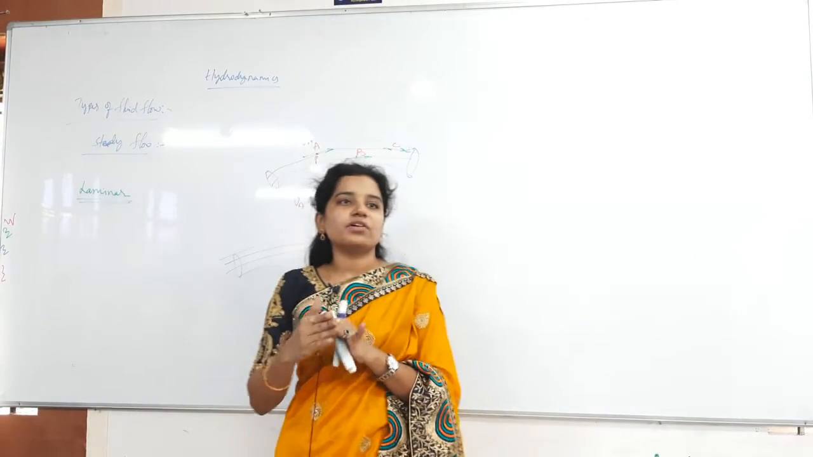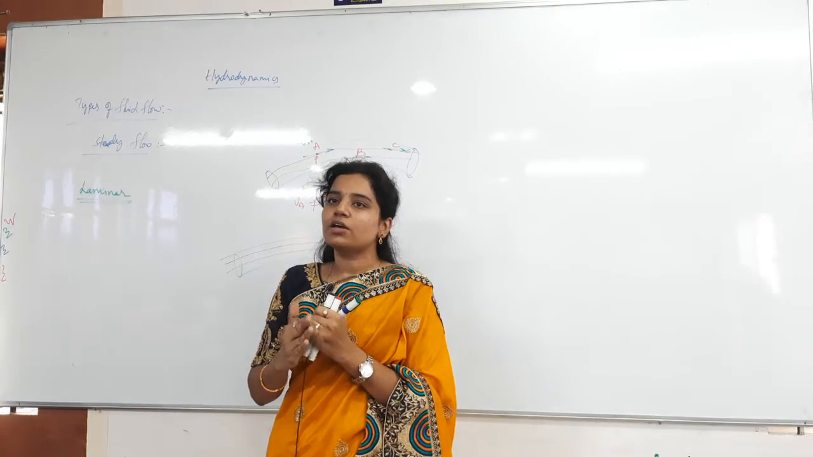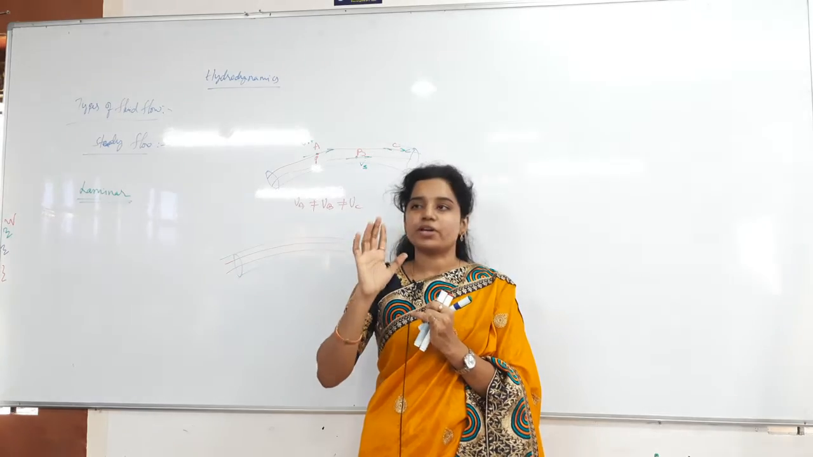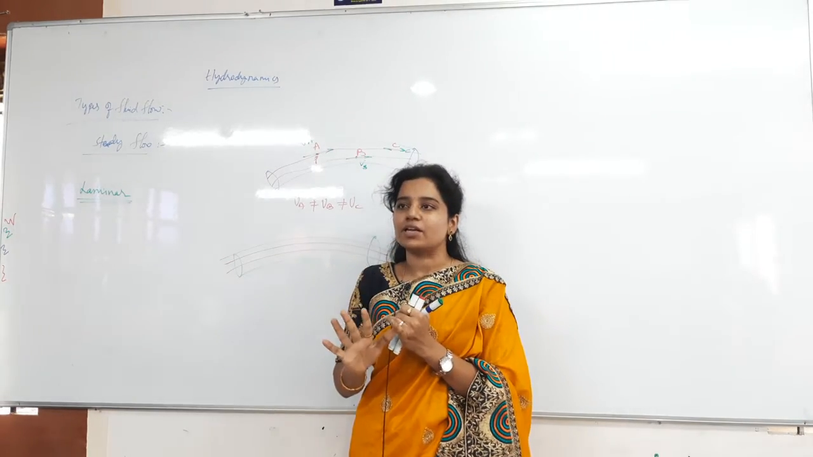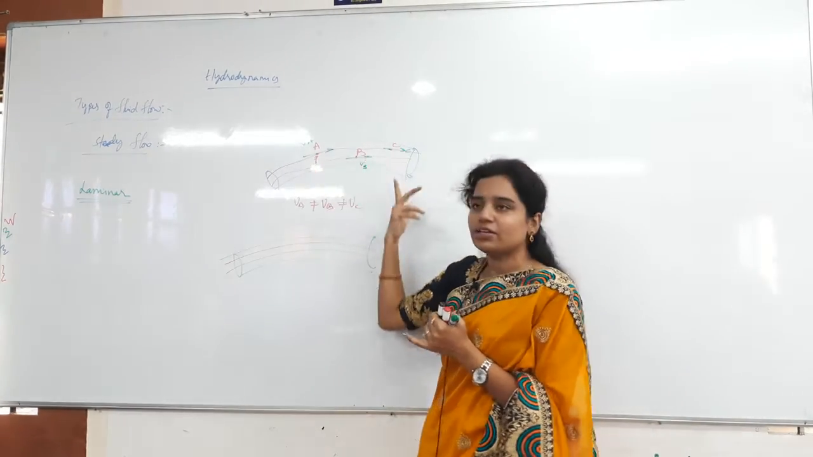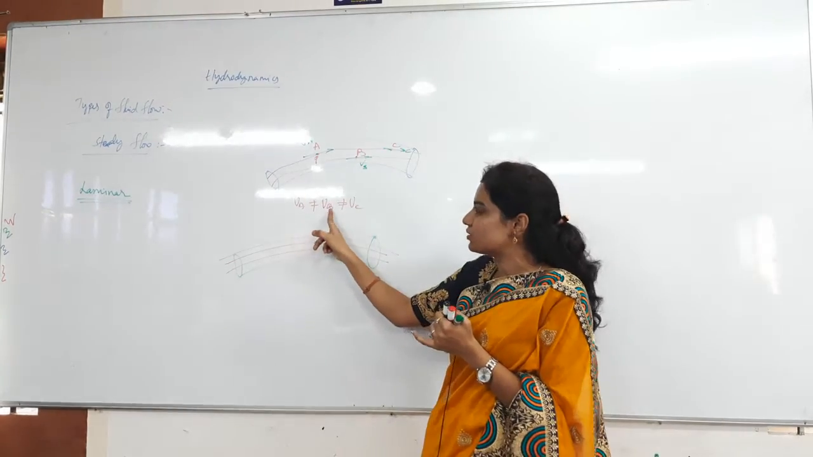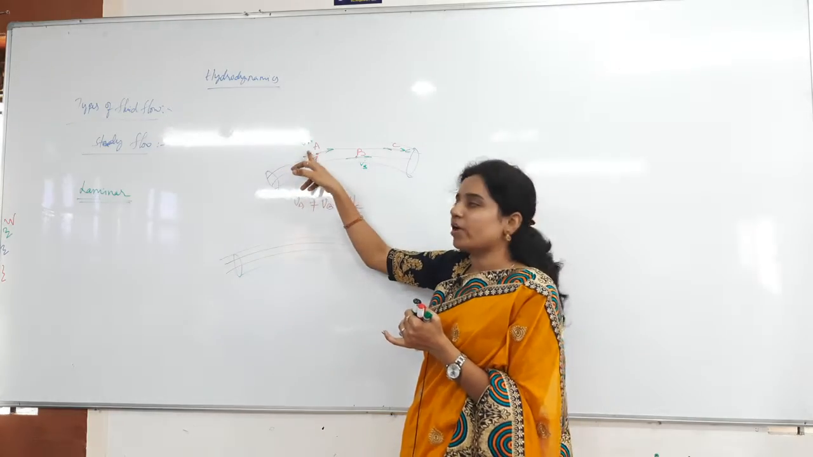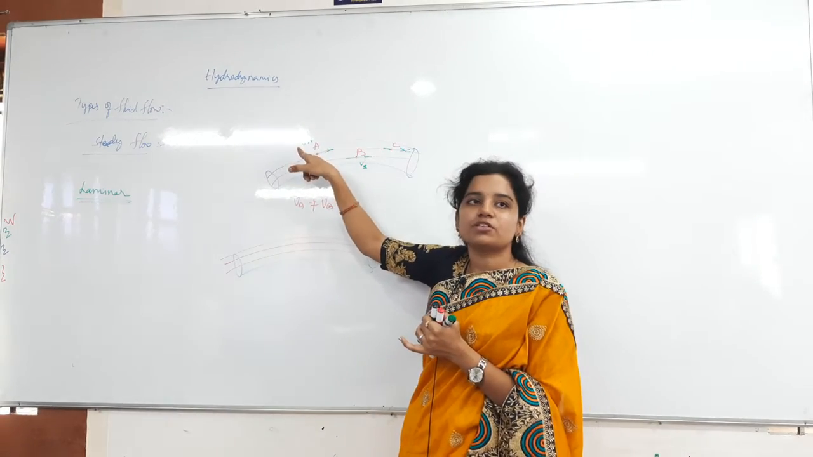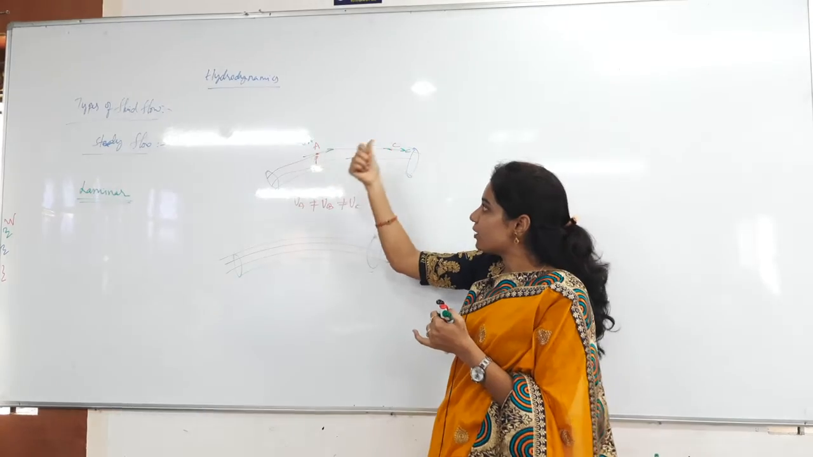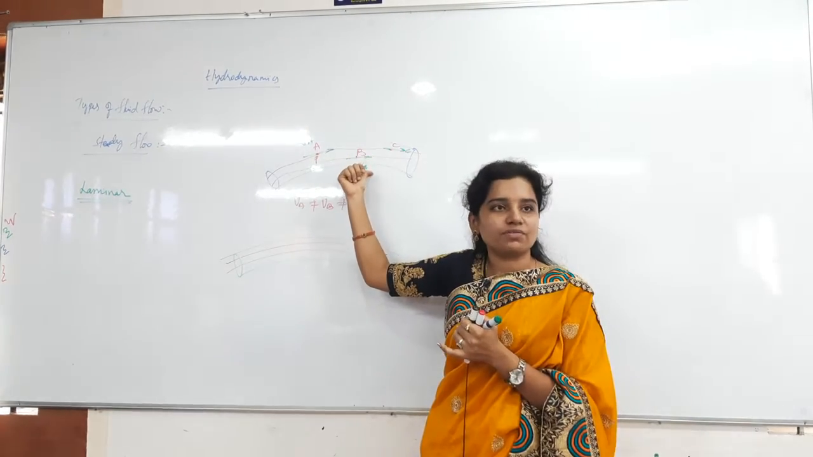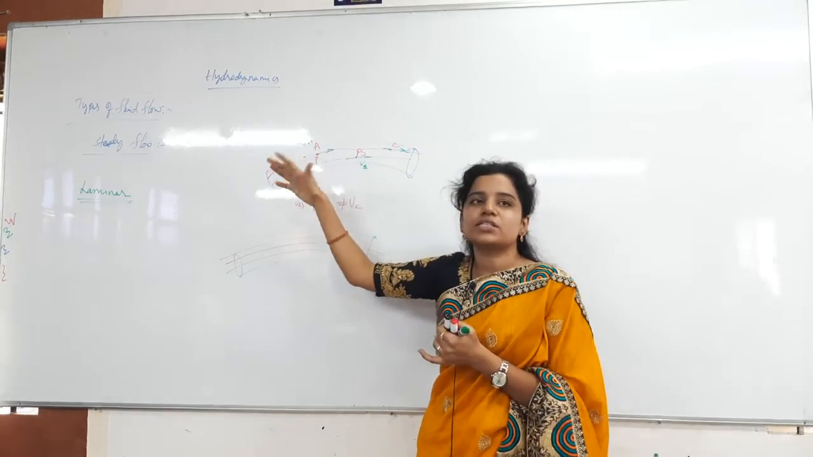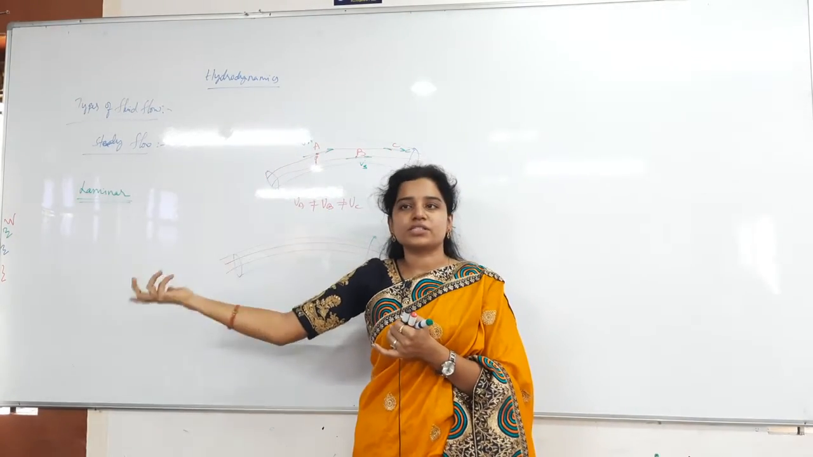One is steady flow and the other is non-steady flow. Steady flow means all the fluid particles will have the same velocity at the same point. At any point they will have the same velocity. At different points they will have different velocities. Here VA is not equal to VB, is not equal to VC. But whoever comes to point A will have the same velocity, VA only. Whoever comes to point B will have the same velocity, VB only. That is steady flow. If they do not have the same velocity, we say it is non-steady flow.